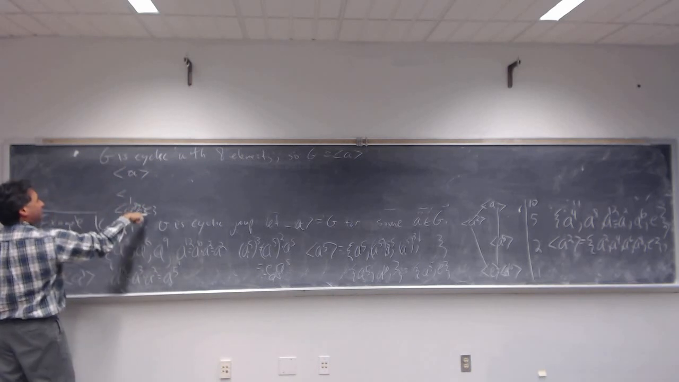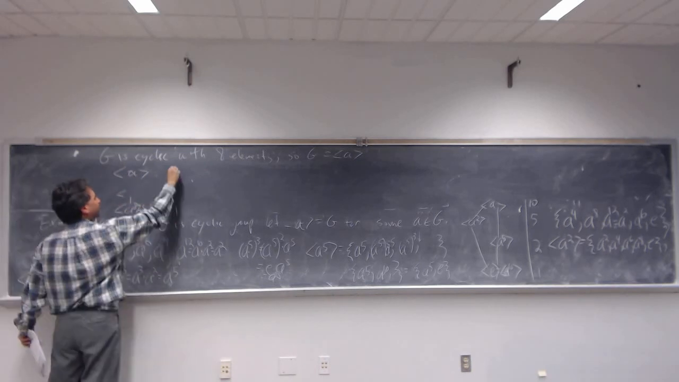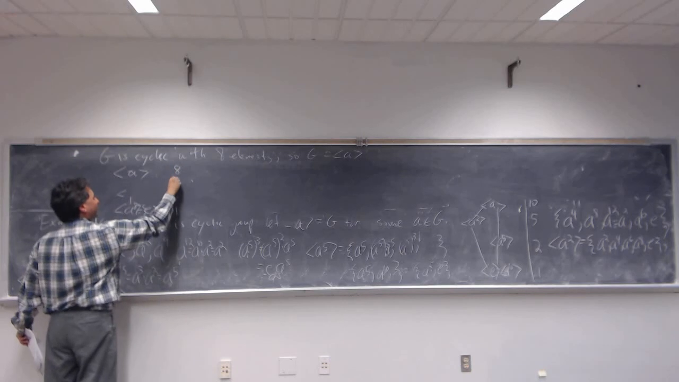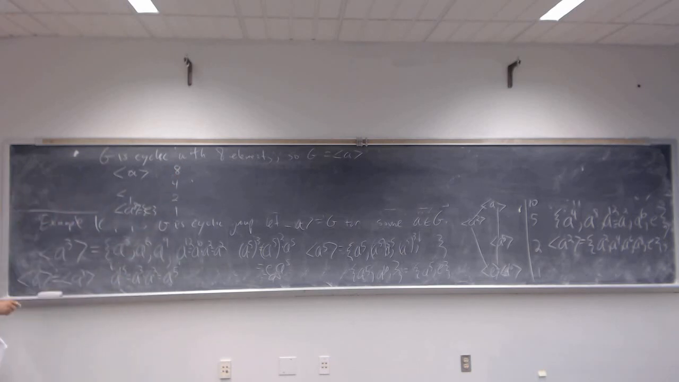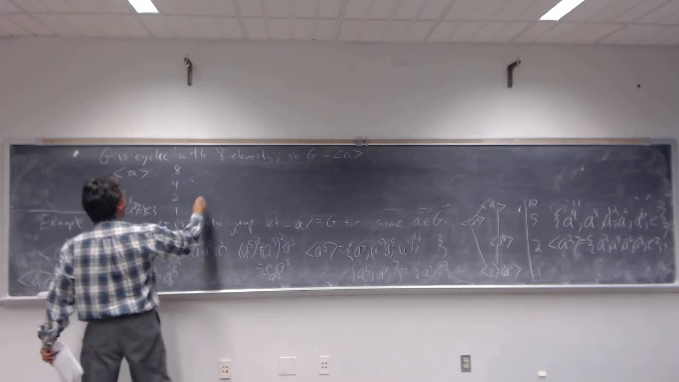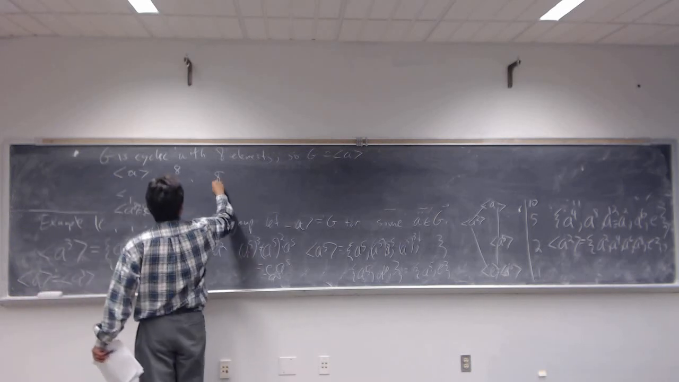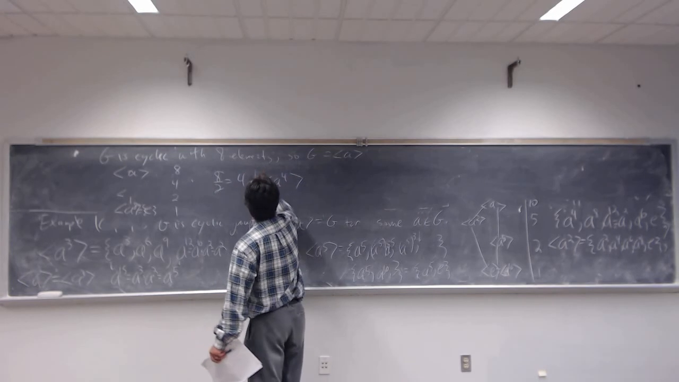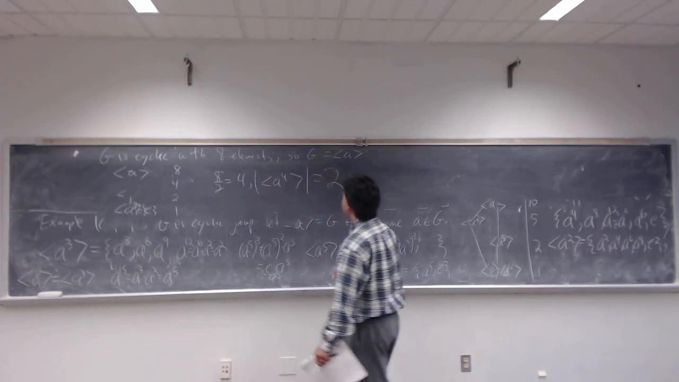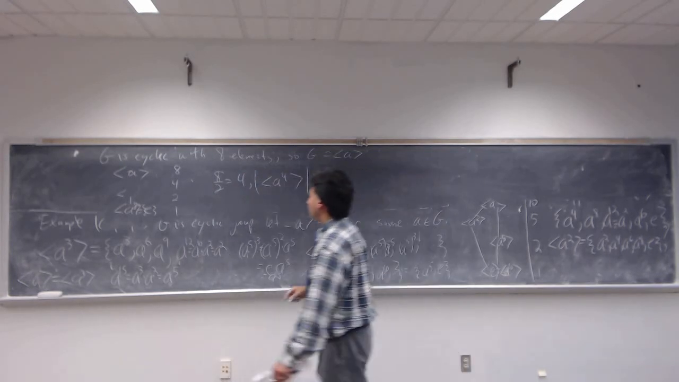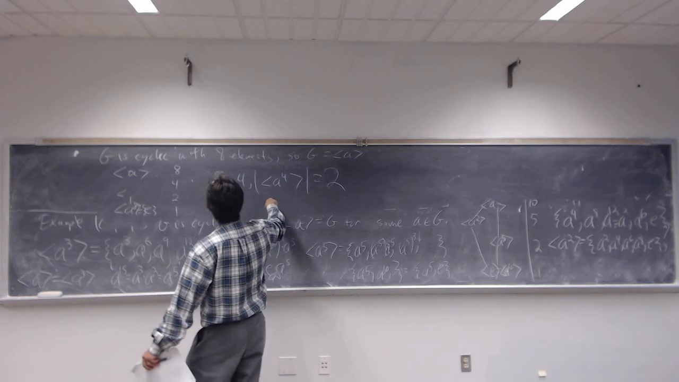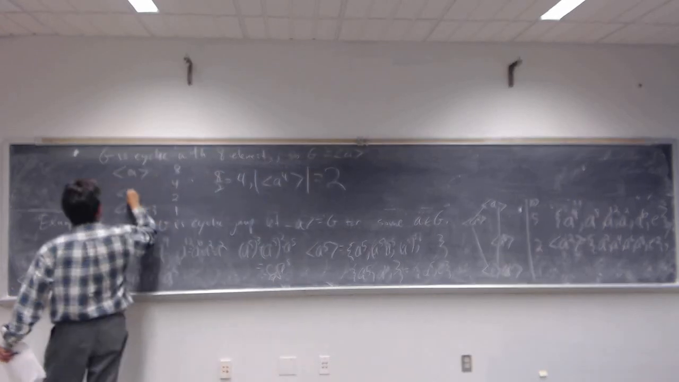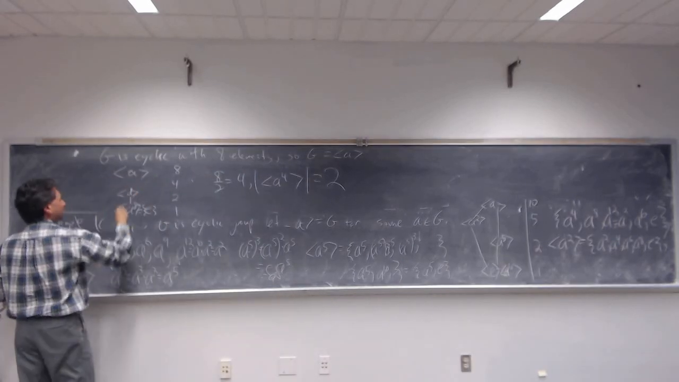So what are the divisors of 8? 1 is a divisor of 8, 8 is a divisor of 8, 2 and 4. So what would be an element of order 2? We take 8 divided by 2, which is 4. So the order of A to the 4th is going to be 2. Right? A to the 4th times A to the 4th is just A to the 8th, the identity.